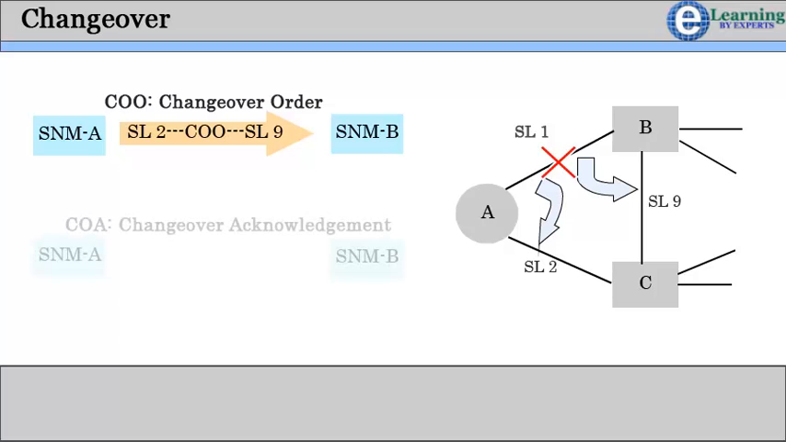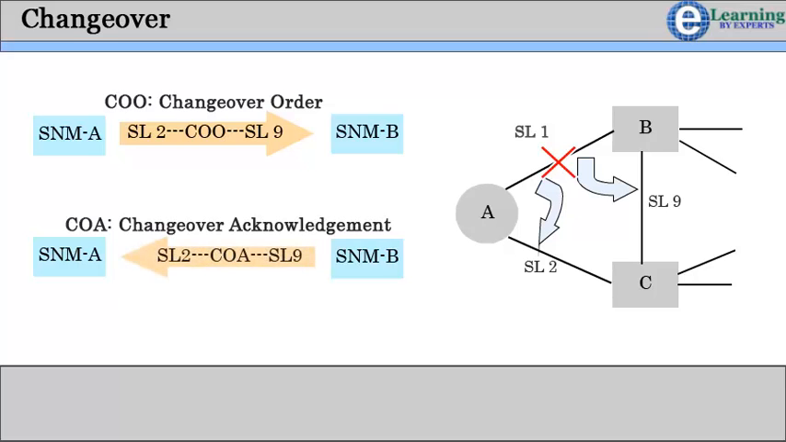SNMB now sends a changeover acknowledgement (COA) message to SNMA, in which the parameter FSNR represents the forward sequence number of the last message it has accepted from SL1. The COA message is also sent on SL9, and reaches signaling point A on SL2. When SNMA receives the COA message, it executes a similar procedure to ensure in-sequence delivery without loss of data.